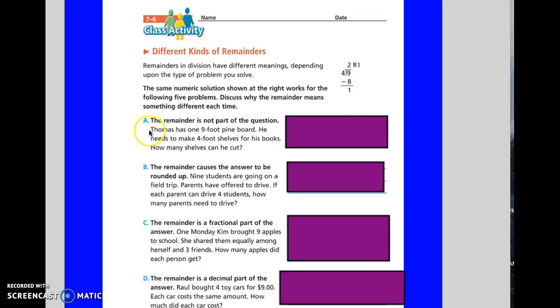So, first one, A, it said the remainder is not part of the question. Thomas has one 9-foot pine board. He needs to make 4-foot shelves for his books. How many shelves can he cut? So he has a 9-foot pine board, and he wants to make each shelf 4 foot long. How many can he cut? And the answer is he can only cut 2, right? Because even though he has a remainder of 1, it wouldn't be enough to make a full shelf. So in this case, the remainder isn't even used at all. We could say he could cut 2 full shelves. He can't cut any more, or it wouldn't be a full shelf.